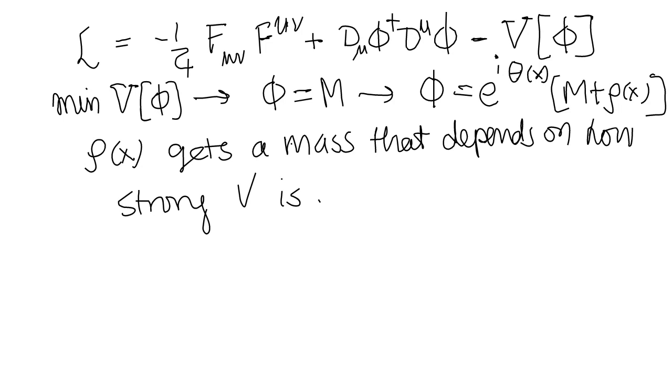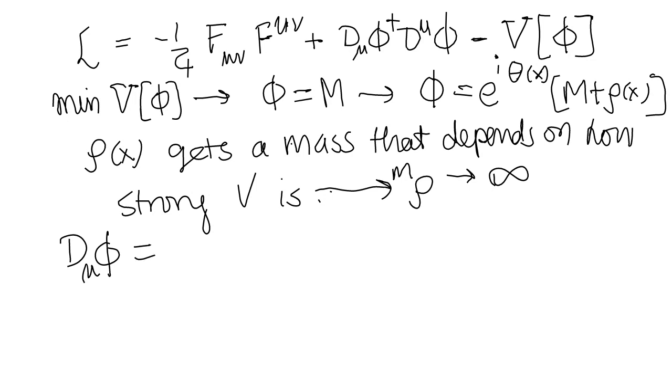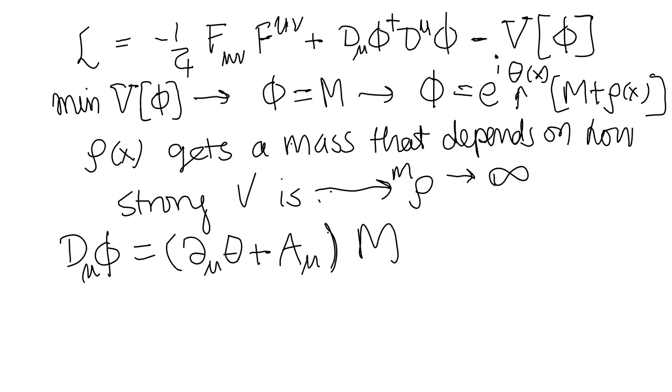So I'm going to take a peculiar limit. I'm going to assume my potential is really, really strong, so the mass of rho goes to infinity. When I do that, it just means that any fluctuation away from rho equals 0 costs a huge amount of energy, and therefore I can ignore it. In that case, in the derivative d mu phi, the only thing that's varying is the phase, theta. So this becomes d mu theta plus the gauge potential from the covariant derivative, times m.